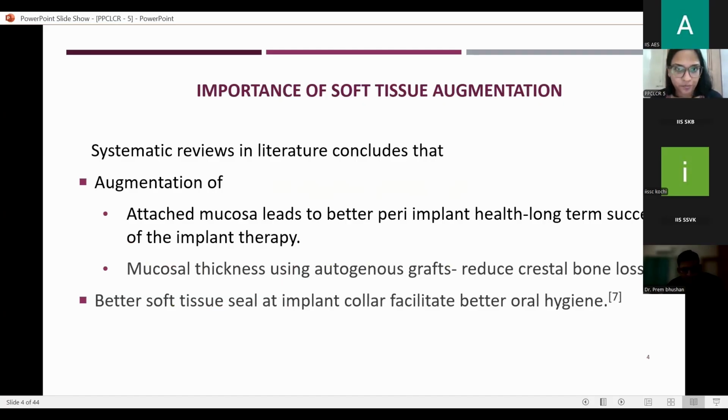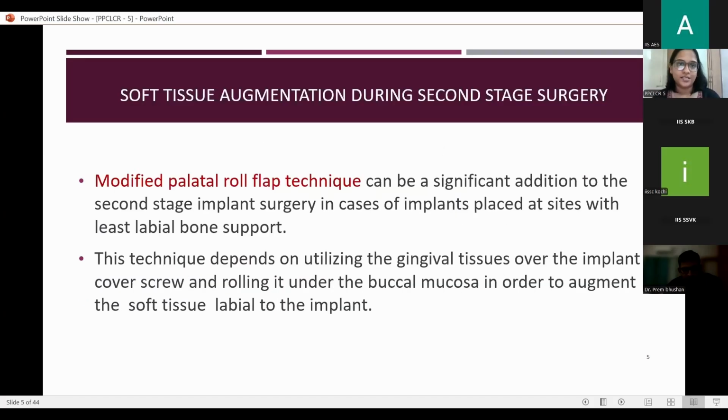Importance of soft tissue augmentation. Systematic reviews in literature conclude that augmentation of attached mucosa leads to better peri-implant health, leading to long-term success of the implant therapy. Increasing mucosal thickness using autogenous graft can reduce crestal bone loss. A better soft tissue seal at the implant collar facilitates better oral hygiene.